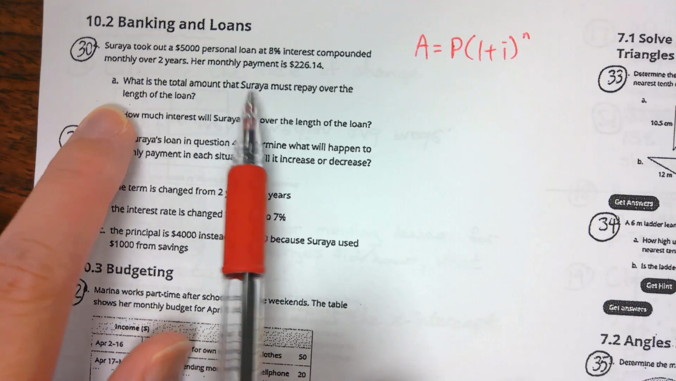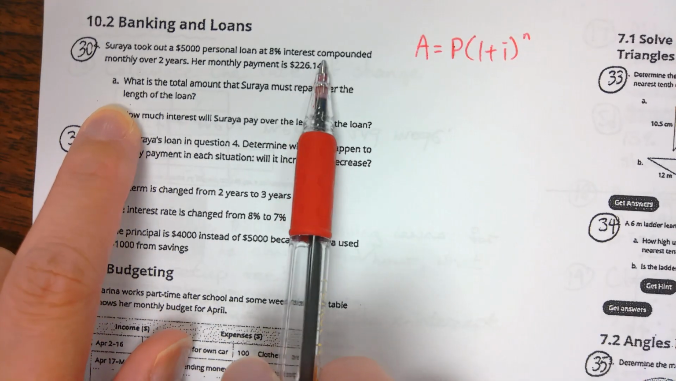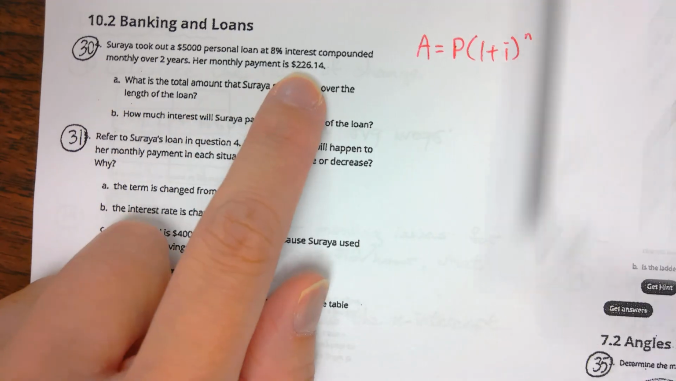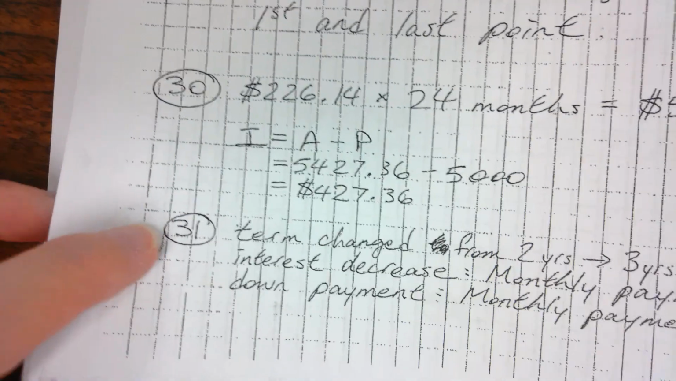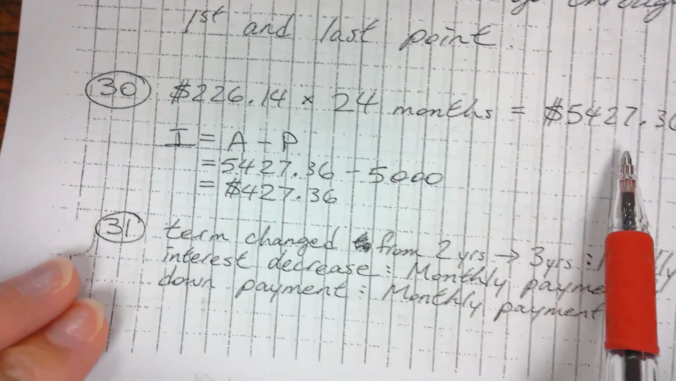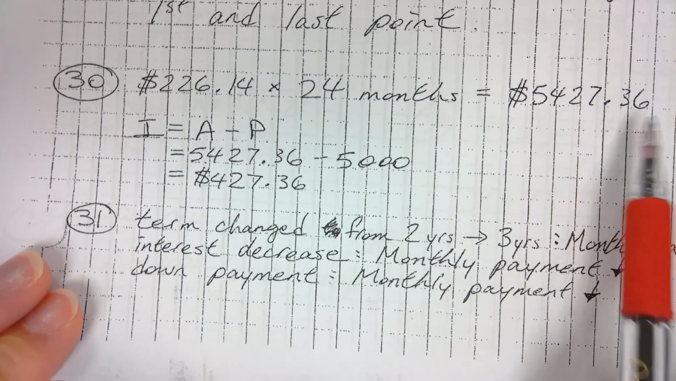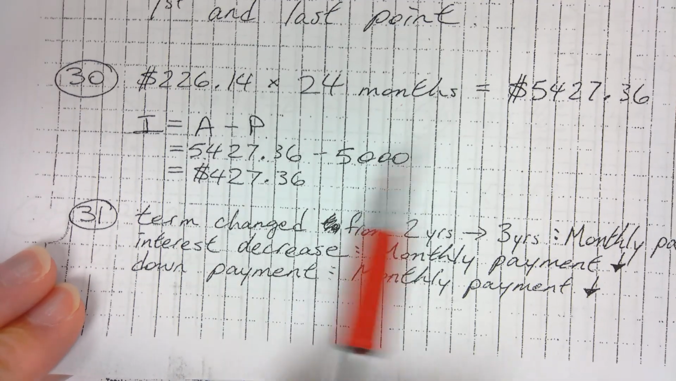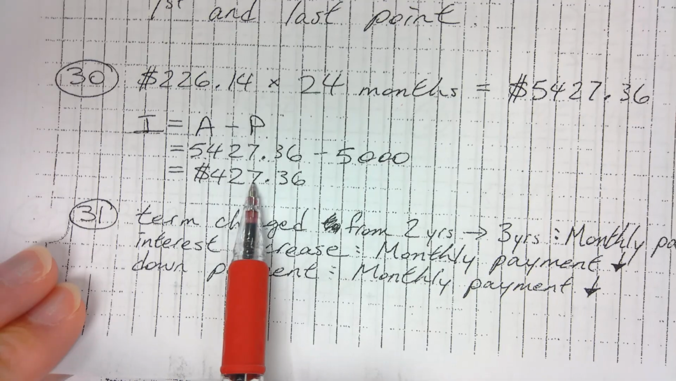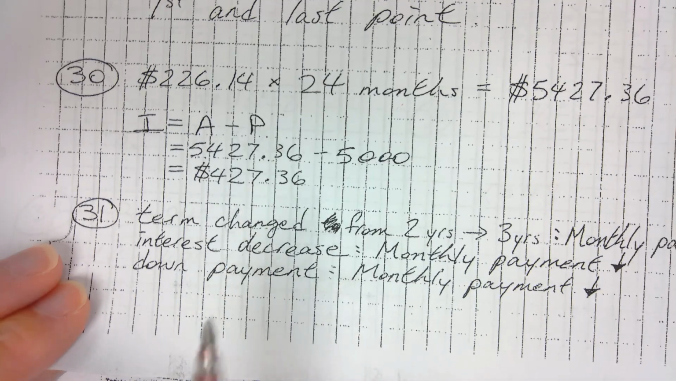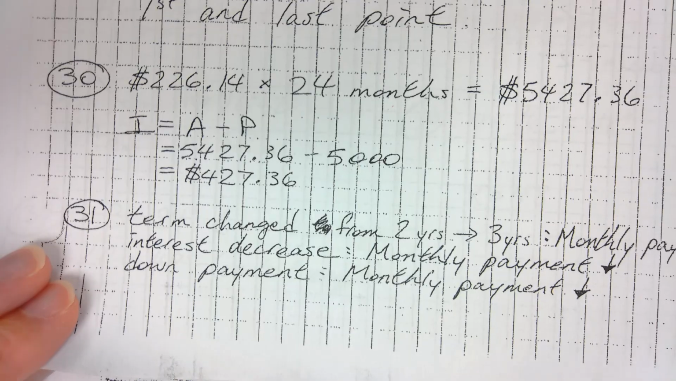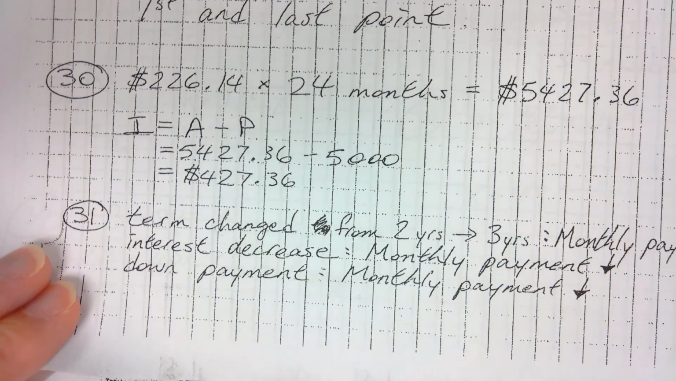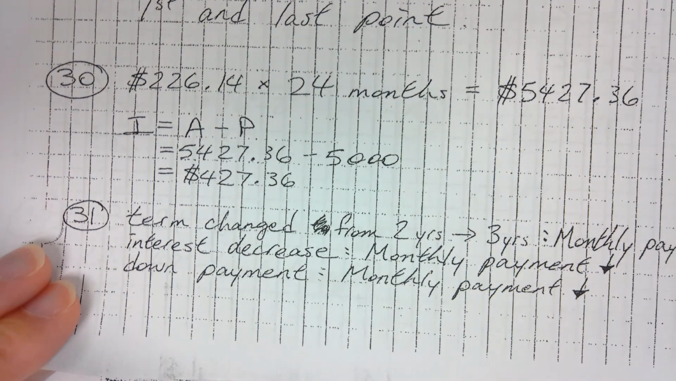So here, they're just asking if this is your monthly payment over 2 years, how much do you have to pay? So it's just the 226 times the 24 months in the 2 years, and then you'll get your amount. And then for the interest, originally it was just $5,000 that you borrowed. So when you subtract that from that, you get the 427. This question was a little tricky because once you saw the word compound, you went straight to the formula, but they actually calculated it for you. So that's all you have to do for this question.